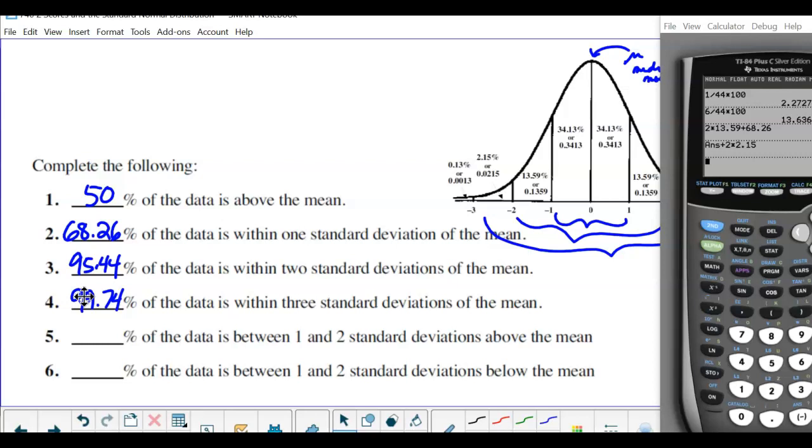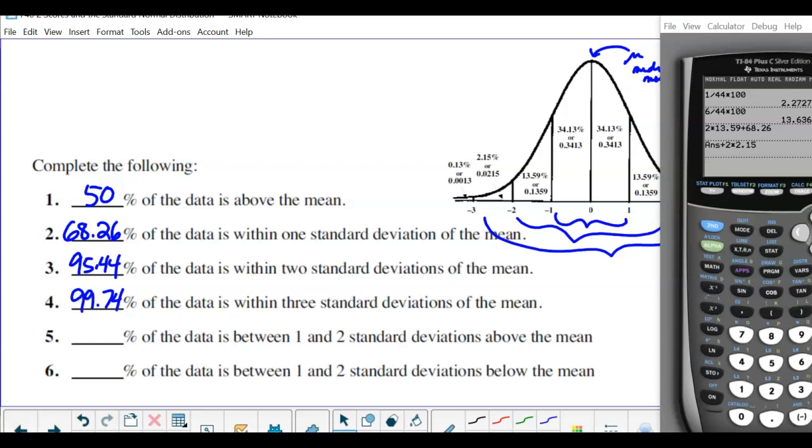So, in a normal distribution, 99.74% of the data will be within 3 standard deviations. Right? So plus or minus 3 standard deviations. So almost all of it. The odd time will be a data value above or below that.